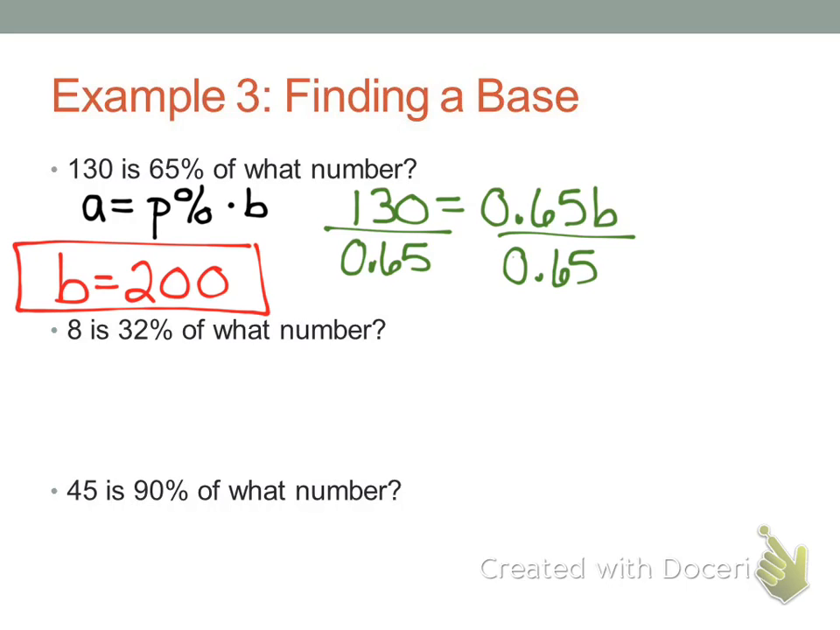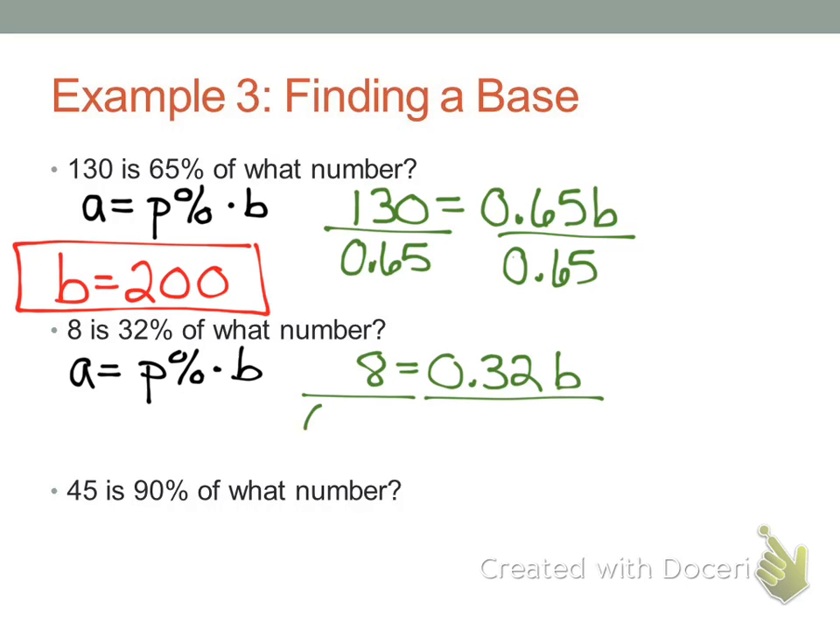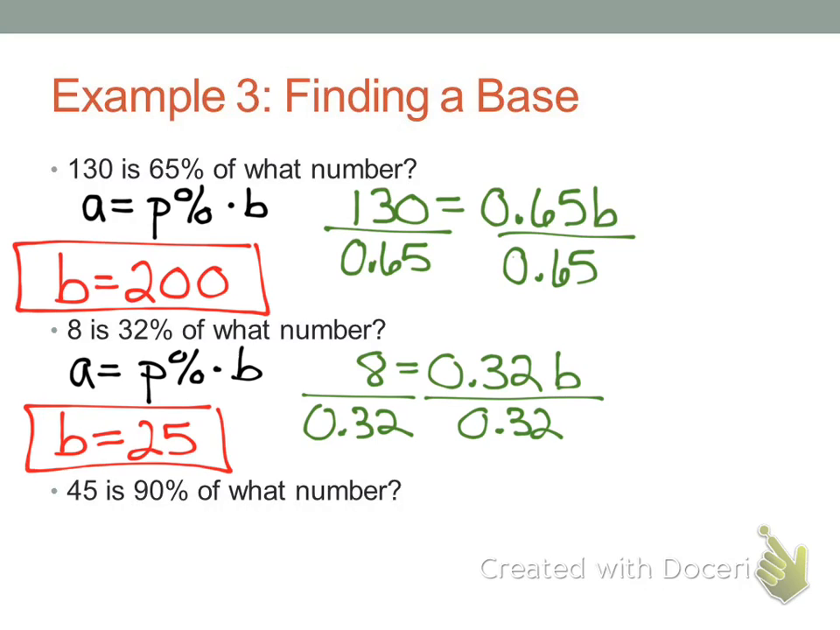All right, I want you to do the second one. 8 is 32% of what number? Okay, so A equals P percent times B. What's my A? My A is 8. What's my P? 0.32. Plug in the decimal equivalent. B, what do I divide both sides by? 0.32. Very good. 0.32 both sides. And B equals 25. Okay? All right. So that's it for example 3.